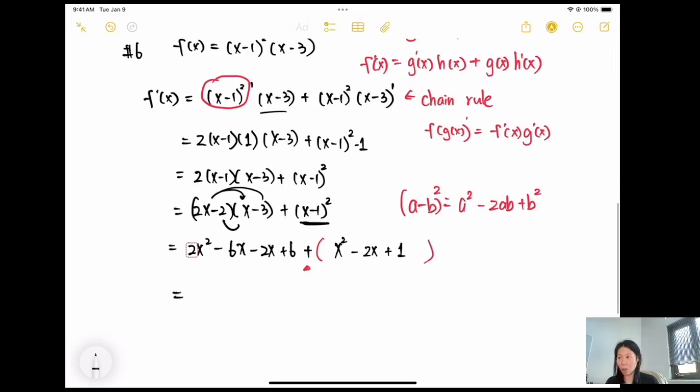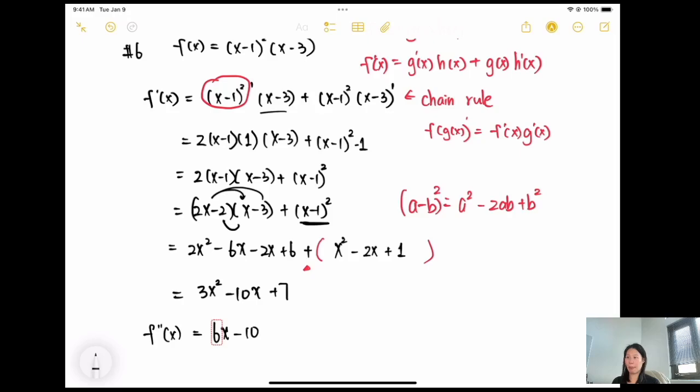Now, merge all the like terms together. I will have 3x squared minus 10x plus 7. So that's the first derivative of the function. Now, we can find the second derivative. The second derivative of the function means we need to take the derivative of the first derivative. So I have 6x minus 10.